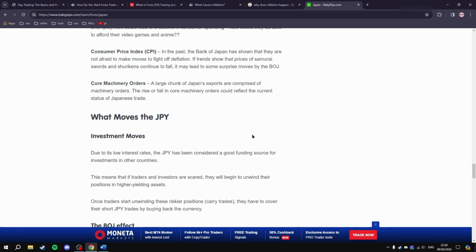And then the opposite occurs if it falls. So if it falls, then there's going to be fewer people trying to convert their local currency into JPY, therefore decreasing the demand for JPY, which means the value of JPY is going to fall because there's less demand. Okay.